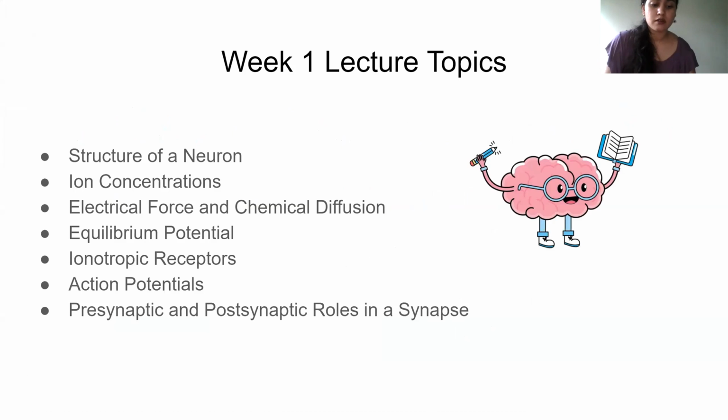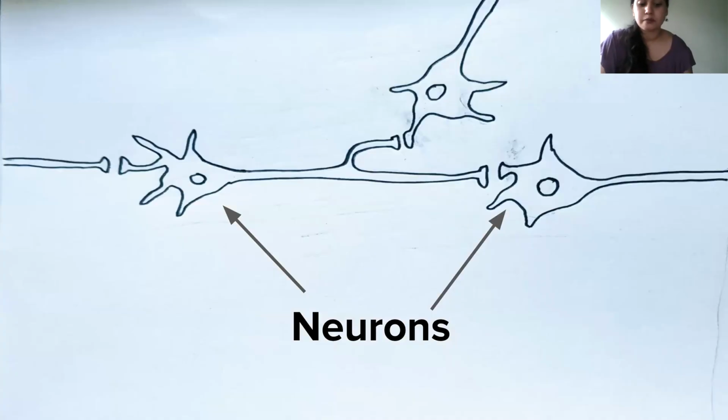So, in this lecture, we will learn about the structure of a neuron, ion concentration, electrical force and diffusion, equilibrium potential, ionotropic receptors, action potentials, and presynaptic and postsynaptic roles in a synapse. I'll start with a basic outline of how your brain works at the cellular level, and then we will revisit this outline and fill in the details. But basically, your brain contains around 86 billion cells called neurons that communicate with one another. And this communication is what allows you to think and feel and perceive.